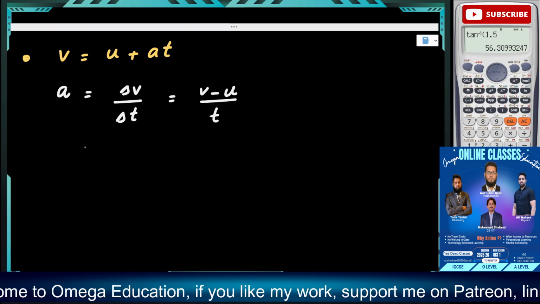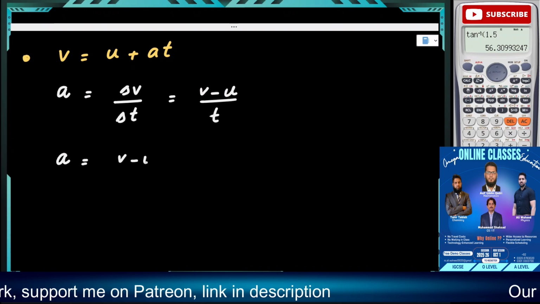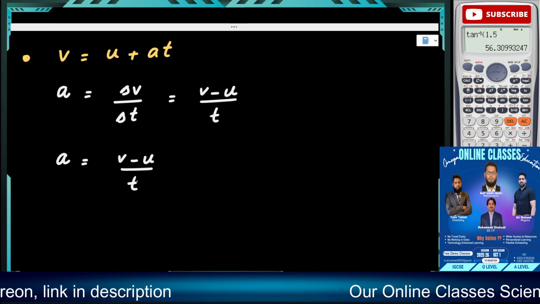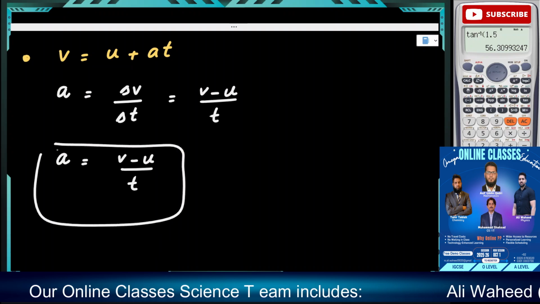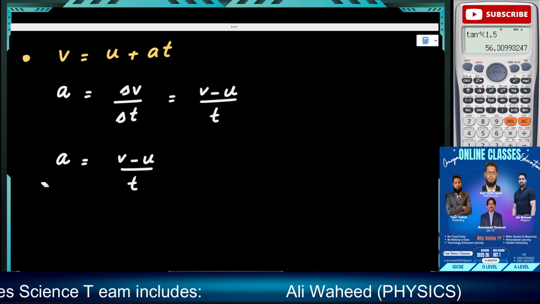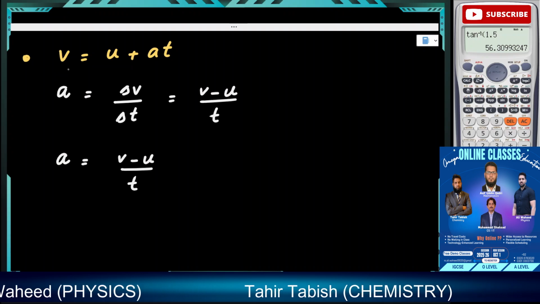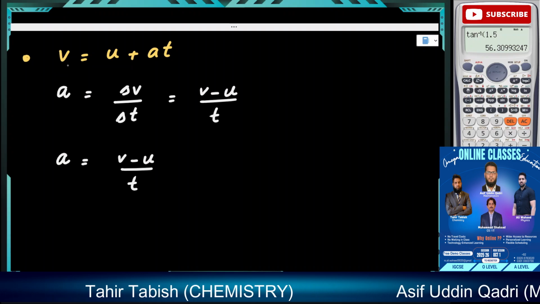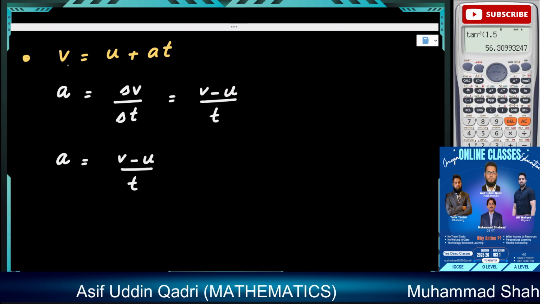So what do we do afterwards? Because we have this, a equals (v minus u) over t. Although we know that this is the formula of acceleration, we could have started from this step, but once we're doing the derivation, we try to extend the steps. We try to break it down to each and every step.